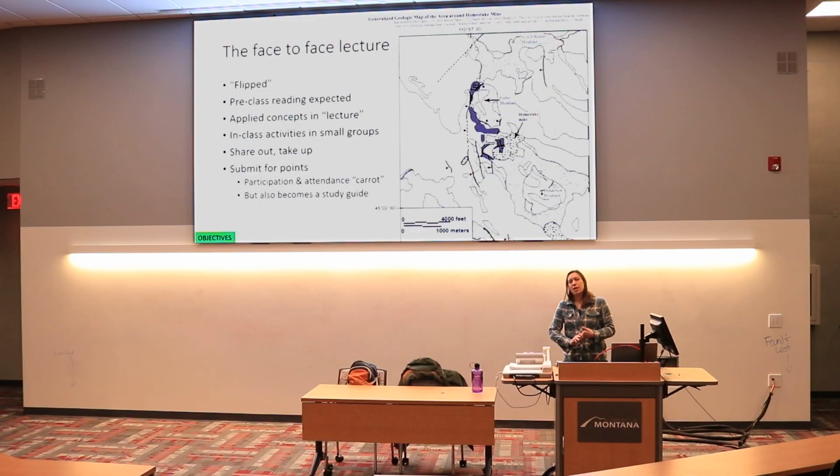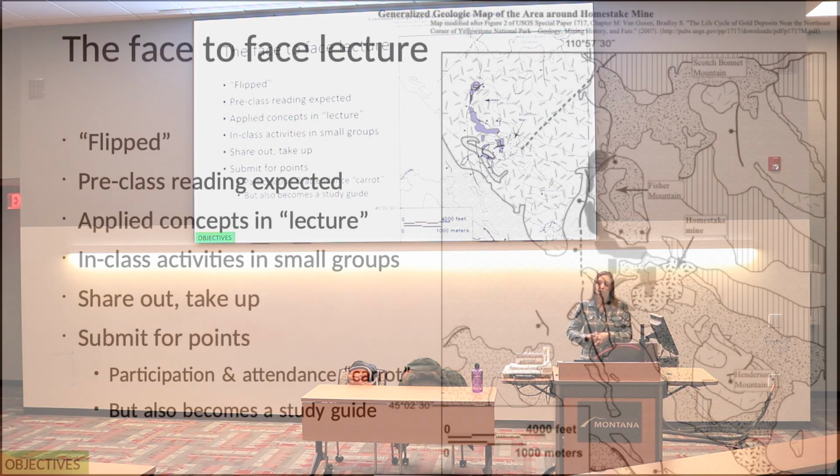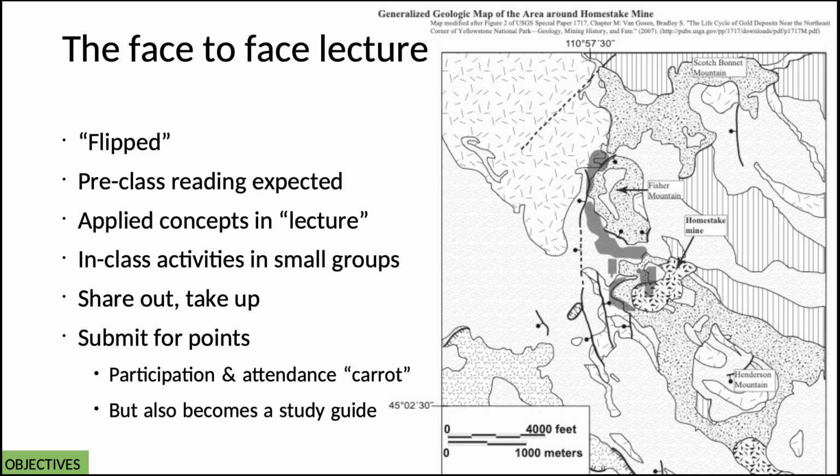In my class, one might call it flipped these days, but in my context of active learning, I do spend a full day where I hand them out this black and white geologic map of the Homestake mine area in Montana near Yellowstone. And before the class, students will have read about rock formation and mineral formation in their open educational resource online textbook.